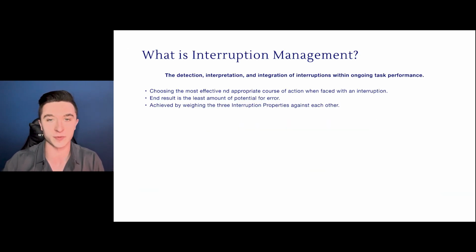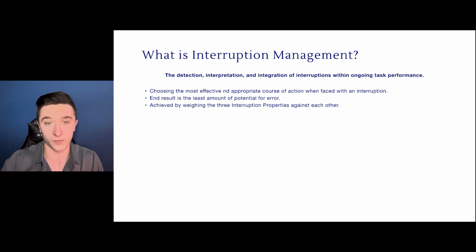Now, interruption management is formally defined as the detection, the interpretation, and the integration of interruptions within ongoing task performance. Within the framework of these lessons, managing interruptions means choosing the most effective and appropriate course of action for each interruption that will result in the least amount of potential for error.